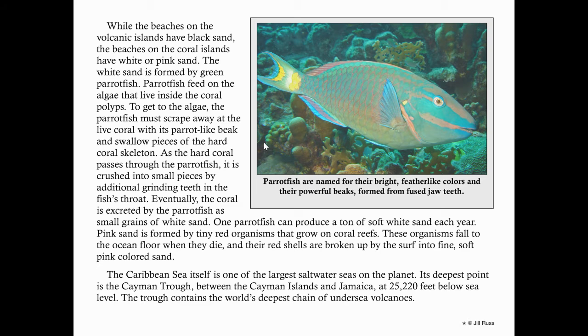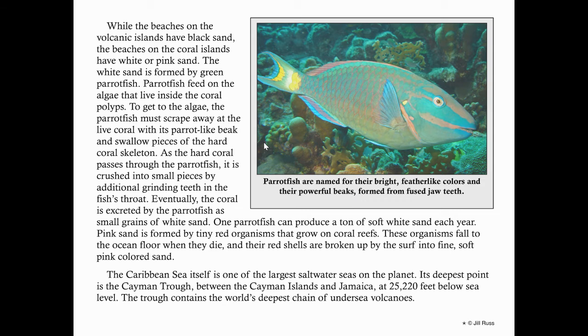Pink sand is formed by tiny red organisms that grow on coral reefs. These organisms fall to the ocean floor when they die, and their red shells are broken up by the surf, like when it comes in and out, into fine, soft, pink-colored sand. So we have black, pink, and white sand.